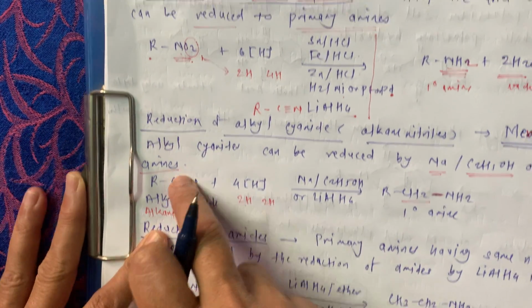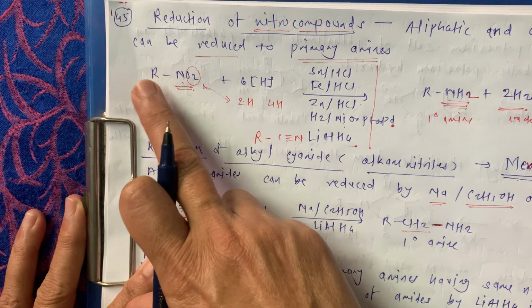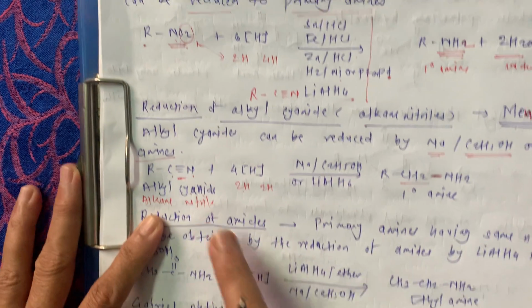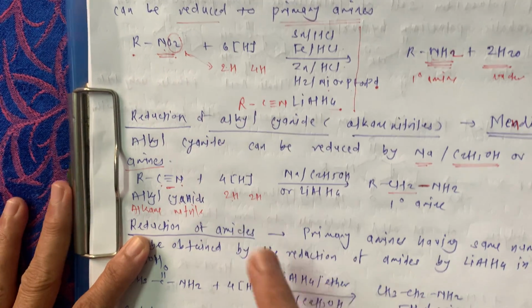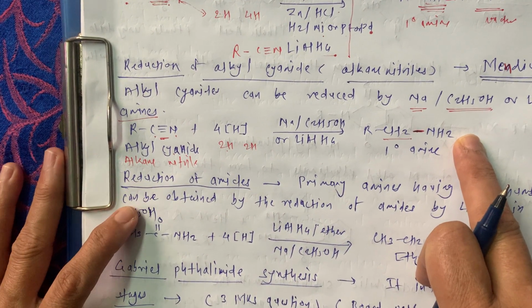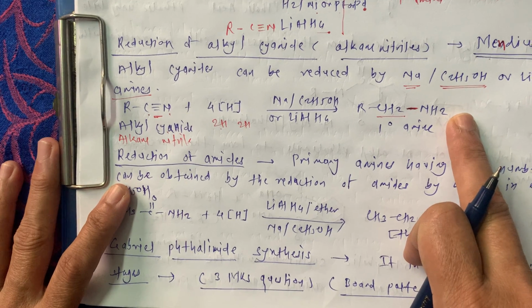You can take any example here for the R: CH3 or C2H5 or C3H7. Similarly, these are given as general reactions. Now you can write examples for this, so you can understand it very well.